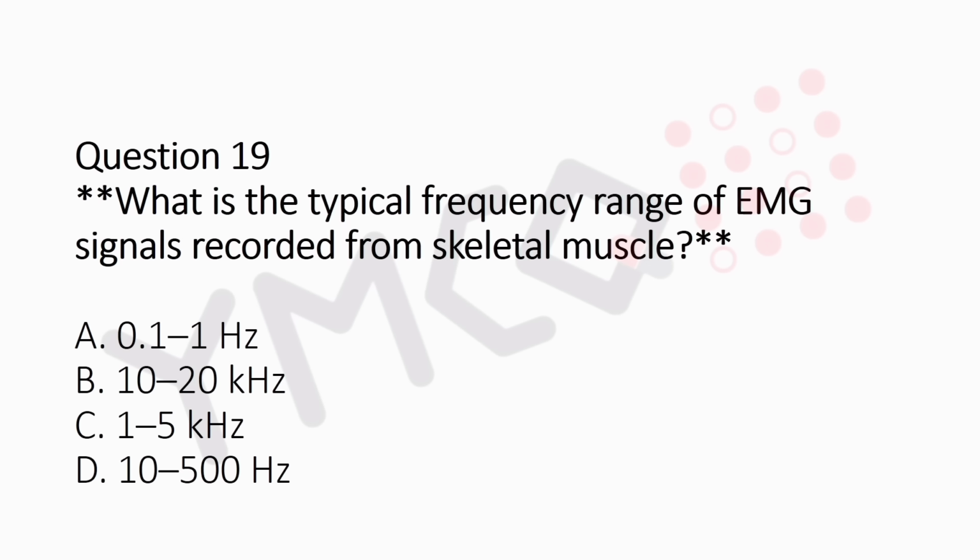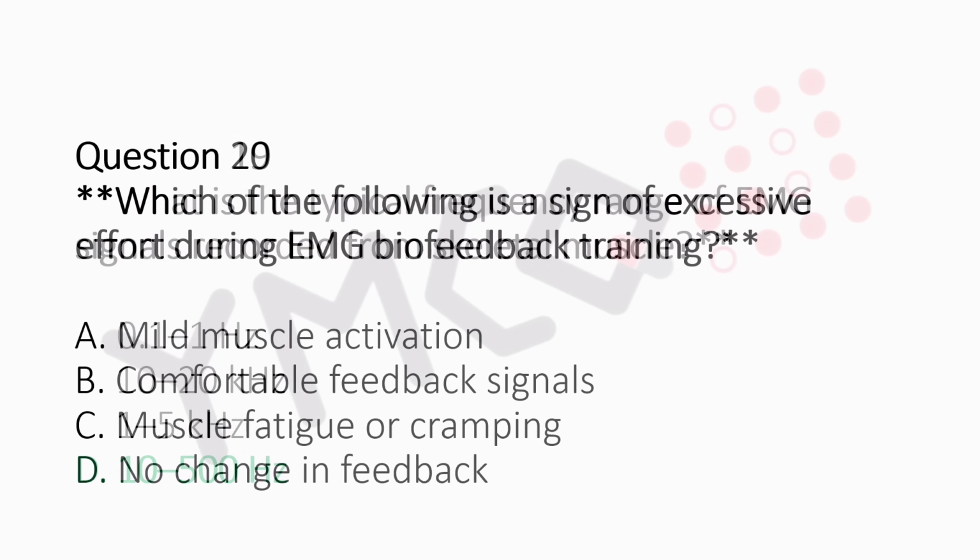What is the typical frequency range of EMG signals recorded from skeletal muscle? Option A, 0.1 to 1 Hz. Option B, 10 to 20 kHz. Option C, 1 to 5 kHz. Option D, 10 to 500 Hz. And the answer is option D, 10 to 500 Hz. Now let's move to question number 20.